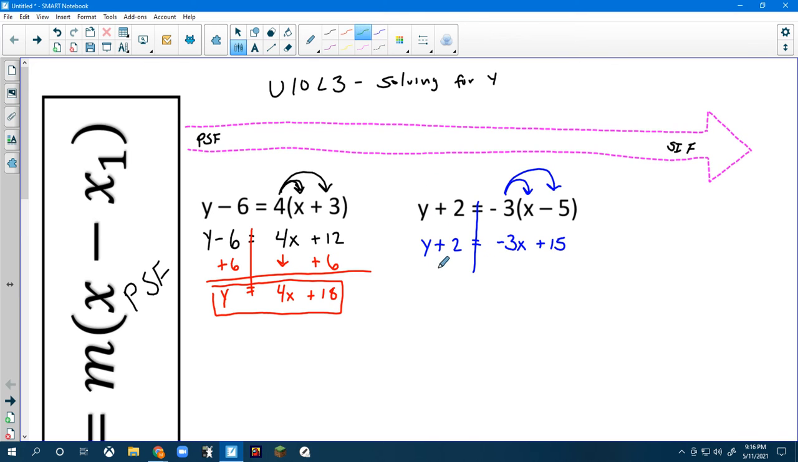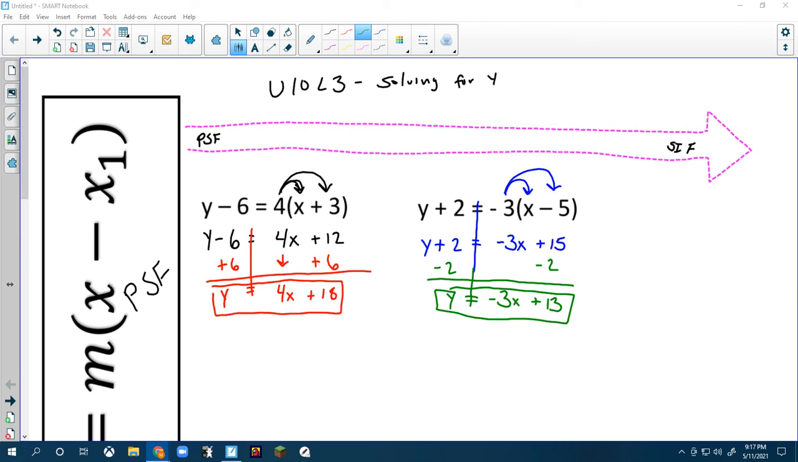Okay, we need to get rid of the plus 2, so we're going to subtract 2 to both sides. And we're going to be left with y equals negative 3x plus 13, since 15 minus 2 is positive 13. And you're all done. That's going from point slope form into slope intercept form.